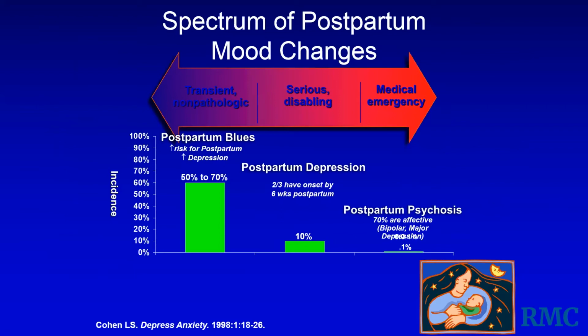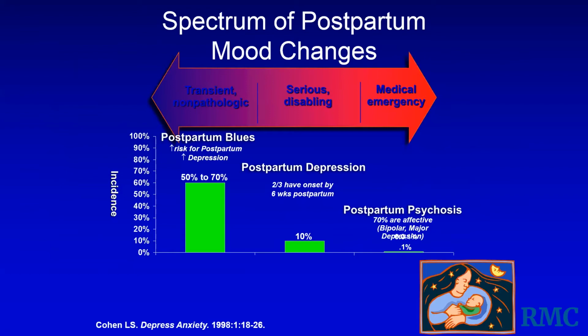Then you've got postpartum depression, which, when it occurs, starts a few weeks after delivery. The majority have the onset before 6 weeks of postpartum, but there are several who can have it up to 3 months or longer postpartum. That's got an incidence of 10%. So 10% of women postpartum are going to meet criteria of having a major depressive episode. We call that the peripartum depression.